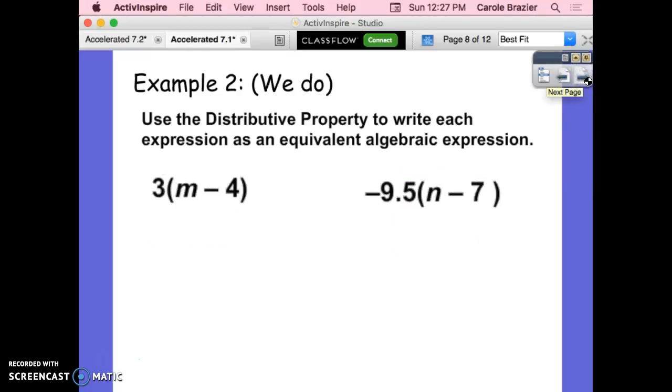Okay, so these two, I would like you to pause the video, complete these two, and then when you come back, I will give you the answer. So pause the video, complete these two, and then return when you are finished.